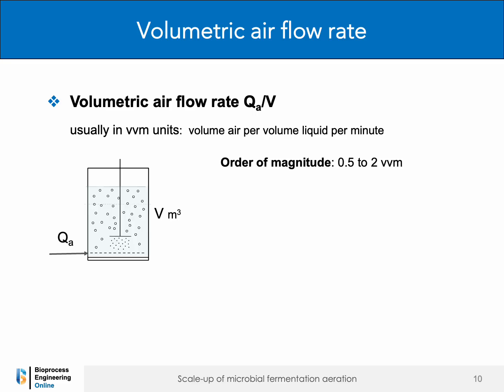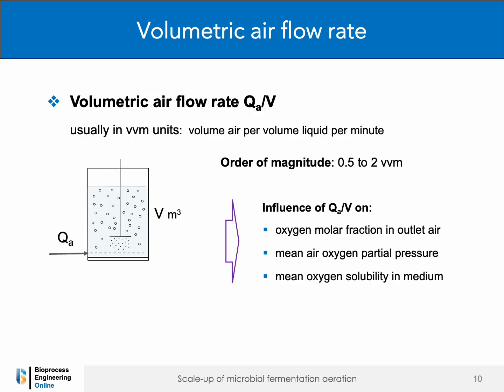In aerobic fermentations, typical operating values of the volumetric airflow rate range from 0.5 to 2 VVM, depending on the organism, medium, and oxygen demand. The volumetric airflow rate characterizes the overall intensity of aeration throughout the fermentation medium. It directly influences the oxygen molar fraction in the outlet gas, and consequently, the mean oxygen partial pressure and oxygen solubility in the liquid phase.